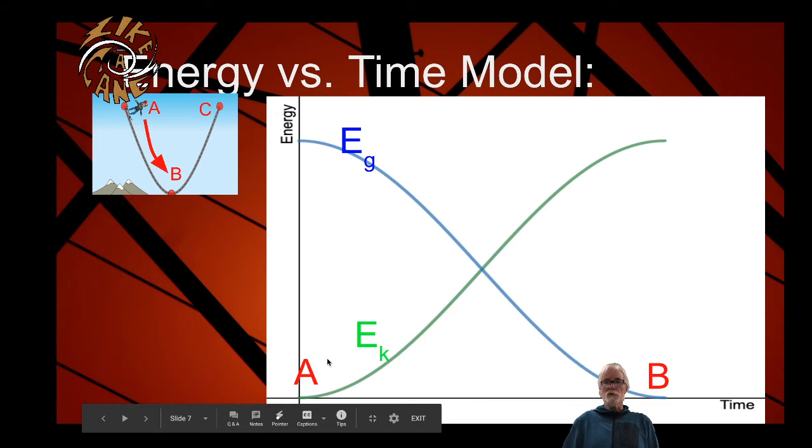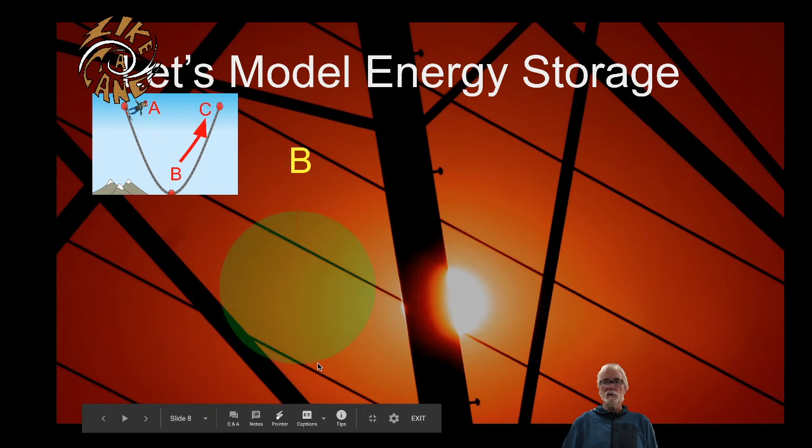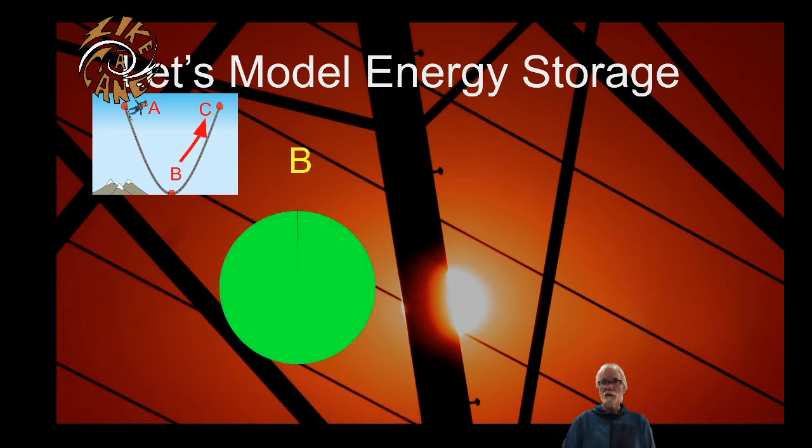Now let's go through the same process as we change from B to C on the half pipe. On the pie chart, we see that the energy storage is all kinetic at B, then it's all gravitational at C.